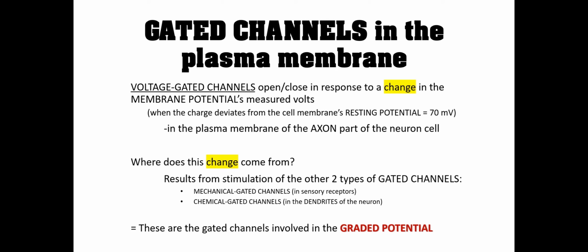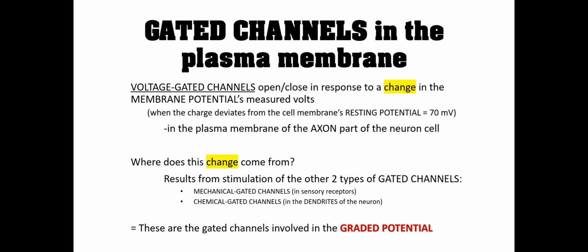And when the channels open, of course, the ions flow in and out, and it changes the millivolts of that membrane potential. Now, these gated channels, the mechanical and the chemical gated channels, don't change the membrane potential's voltage nearly as much as the voltage gated channels do. The voltage gated channels are the big player in this, but they can't do anything before a mechanically gated channel or a chemically gated channel gets stimulated.